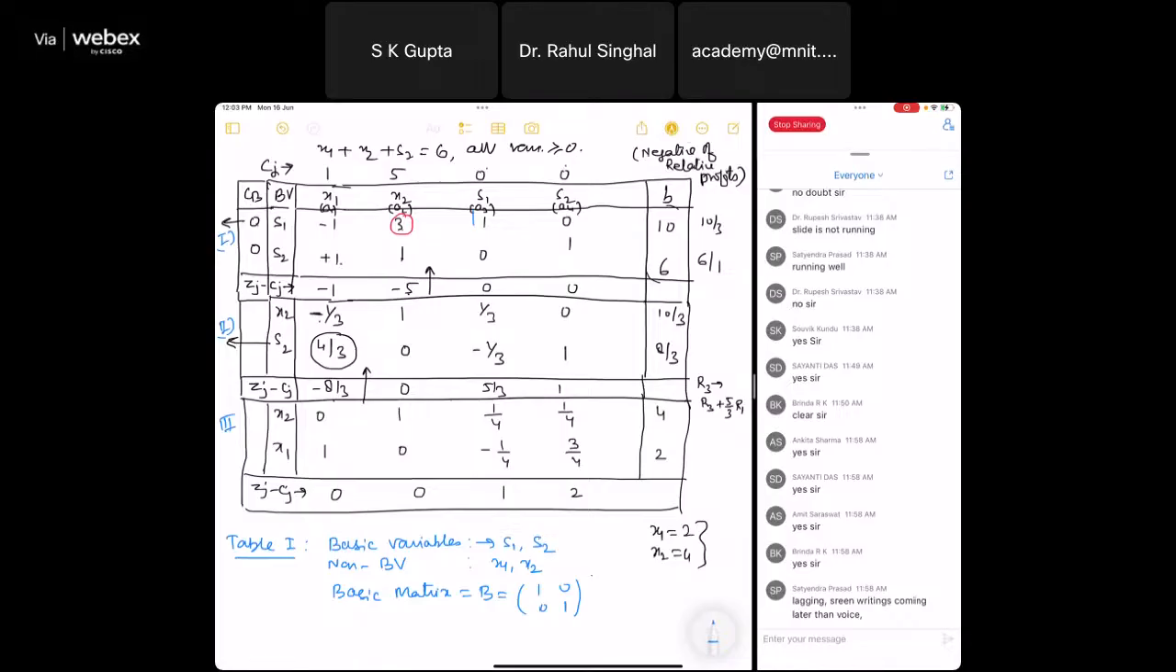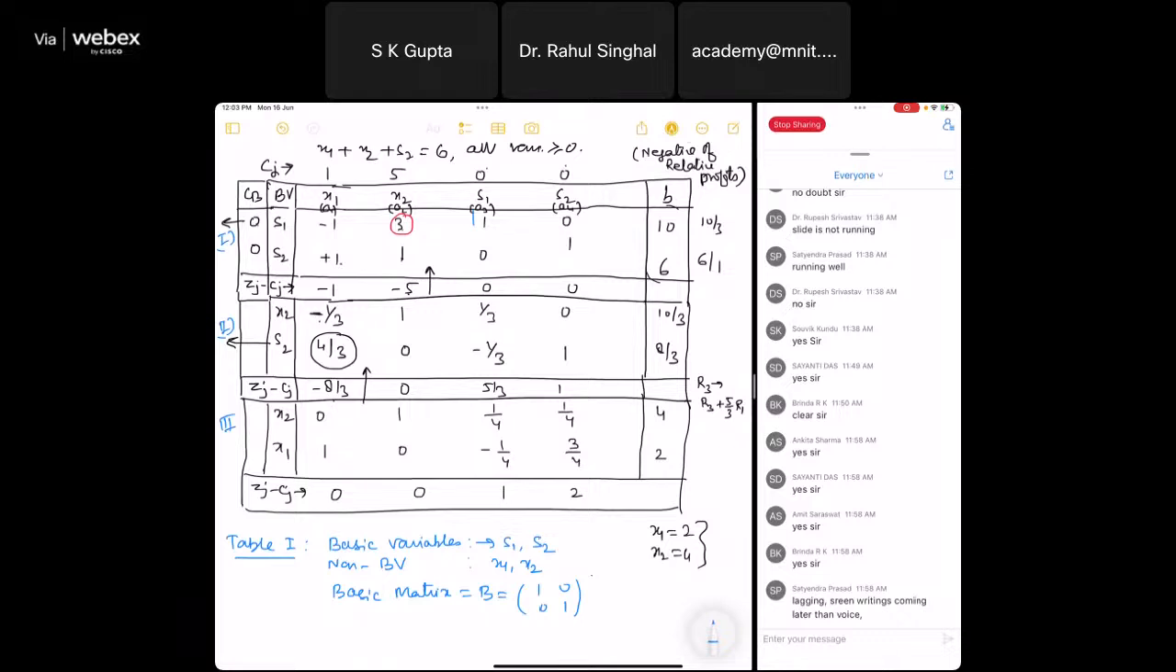See, in this, what is the constraint? Minus x1 plus 3x2 plus s1 plus 0s2 equal to 10, which is your first equation. Similarly here, 1x1, 1x2, 0s1, 1s2 equal to 6, the second constraint. You apply some elementary row operations in this equation, you will get the second table.